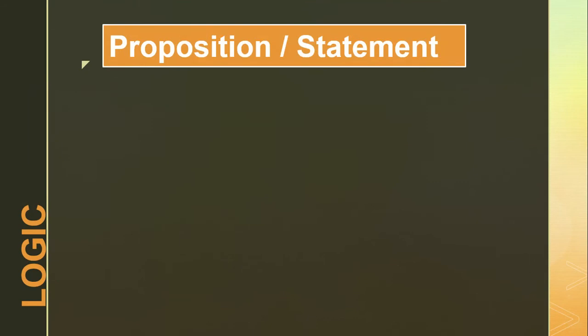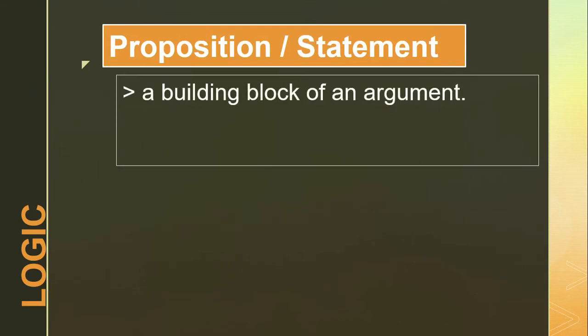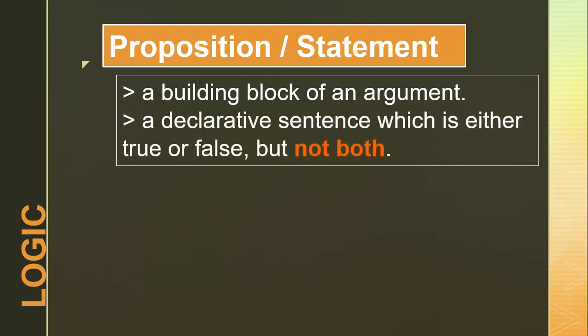Okay, let's start with the definition of terms. When we say statement or proposition, this is just a sentence. However, it's a very specific type of sentence. It's the building block of an argument, and it's a declarative sentence. You have to take note that it's a declarative sentence. If you recall our English, we have different types of sentences, like the interrogative sentence, and so on and so forth. You have question. I forgot what the other term for a question is.